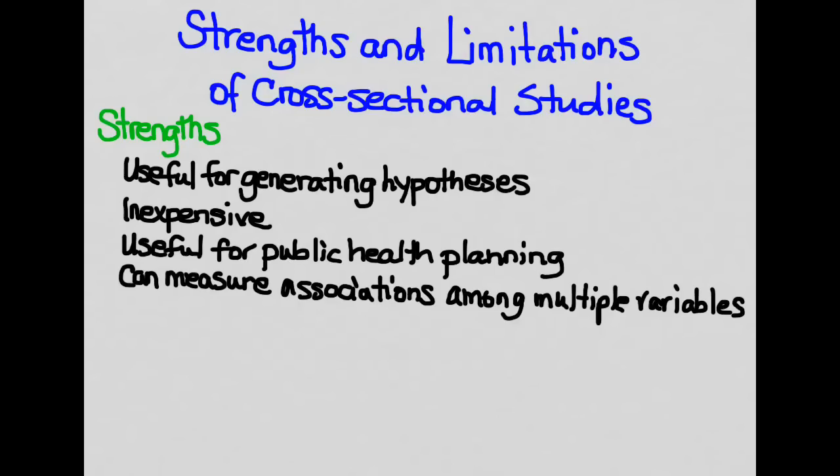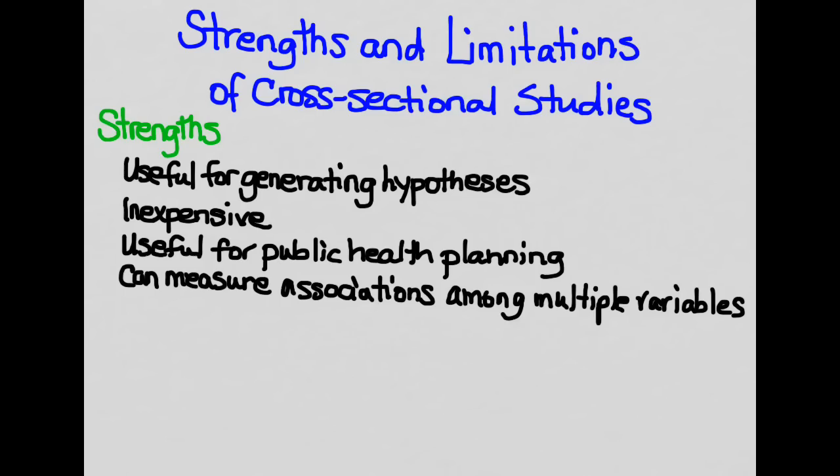Okay, so quickly, the strengths and limitations of cross-sectional studies. First, they're useful for generating hypotheses. We saw that there's a strong correlation between obesity and diabetes that suggests the possibility that obesity might cause diabetes, or vice versa, I suppose. And similarly, we saw the screen time and metabolic syndrome relationship, which again generates a hypothesis for a more rigorous study to explore the causal relationships among those variables.